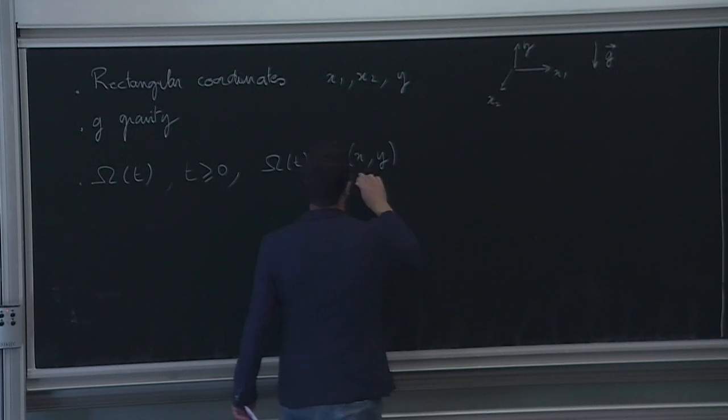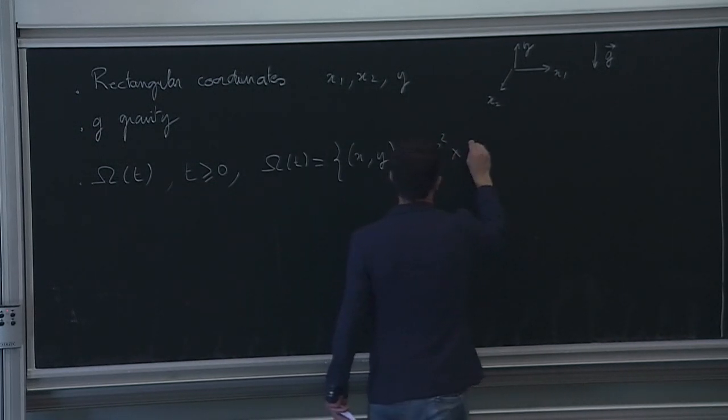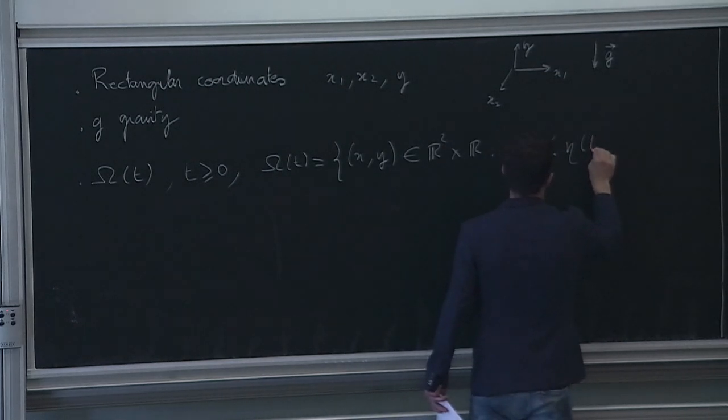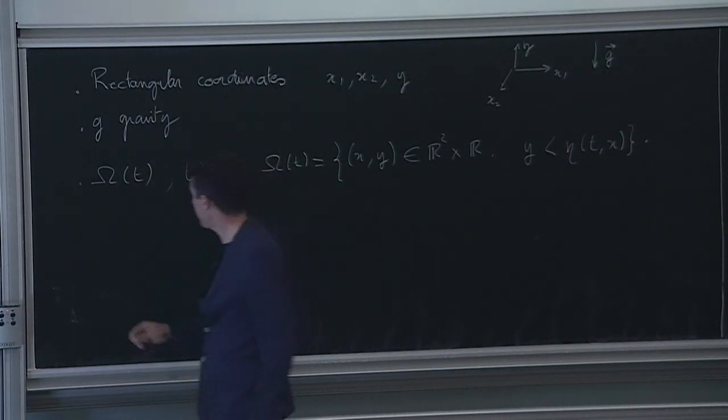We are going to study a time-dependent fluid domain, omega of t. It's time-dependent. And at a given time t, it is of the form of the set of points x and y in R2 times R, such that y is strictly smaller than some function eta of t, x.